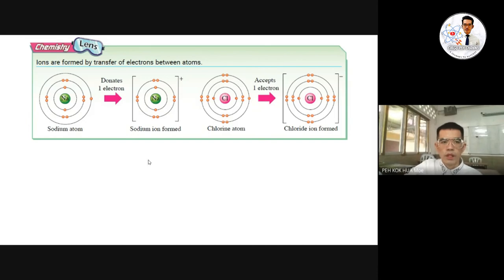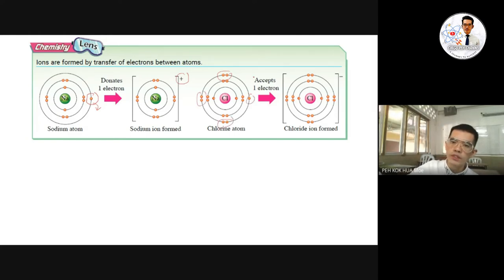Okay, here is additional information: how ions are formed by the transfer of electrons between atoms. Actually, just now I have already indirectly explained how the sodium ion forms. Sodium comes from group 1 in the periodic table, which you have learned in chapter 6 of the Form 1 syllabus. It is easier for sodium to lose an electron and become positively charged, while chlorine is in group 7, or 17, with 7 valence electrons.